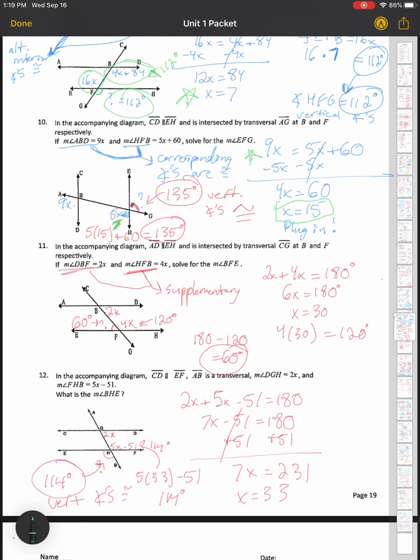I then plug it back into this angle because I'm looking for this angle here. I get 135, and these are vertical angles, two angles that are formed by two lines crossing. So I get this angle is also 135.